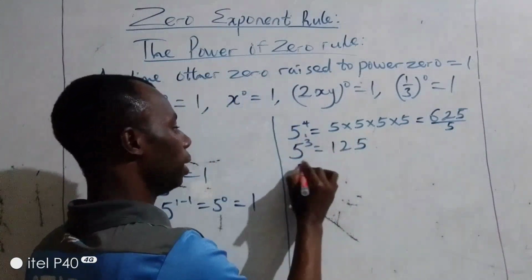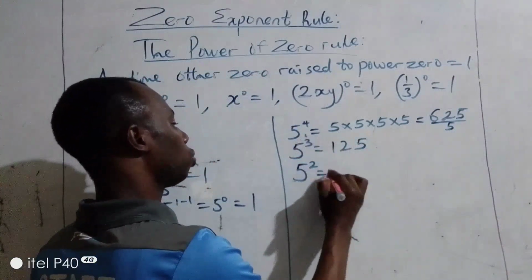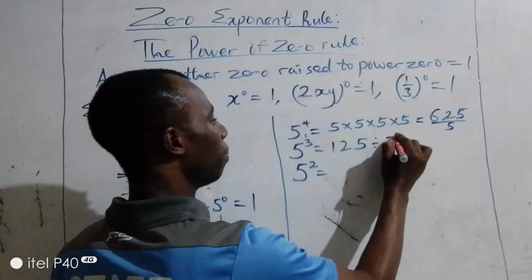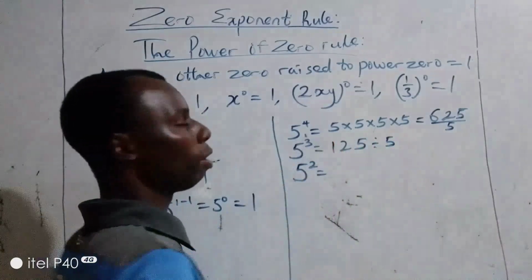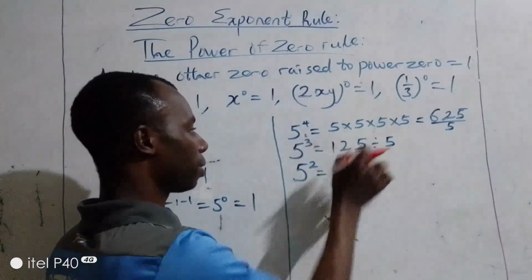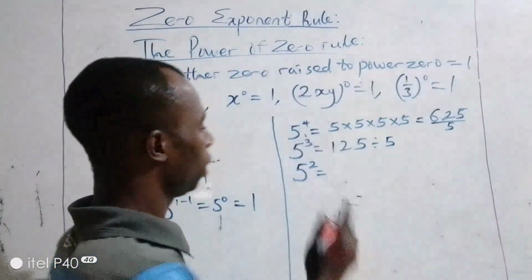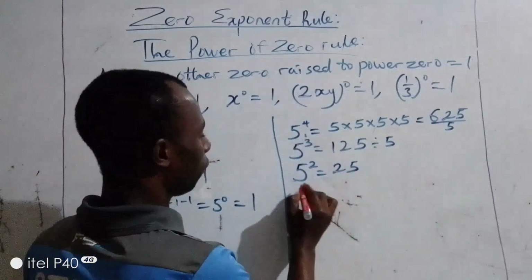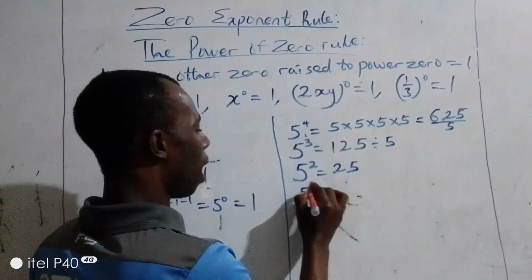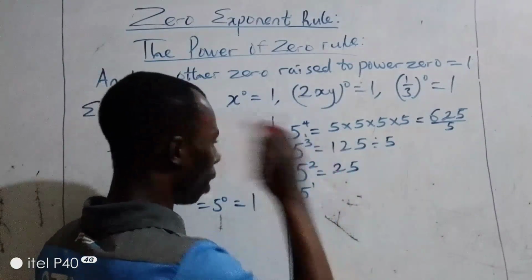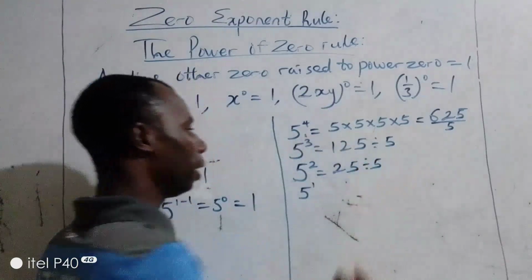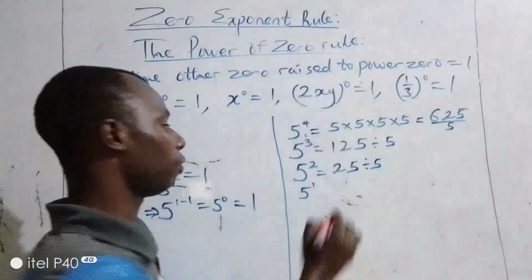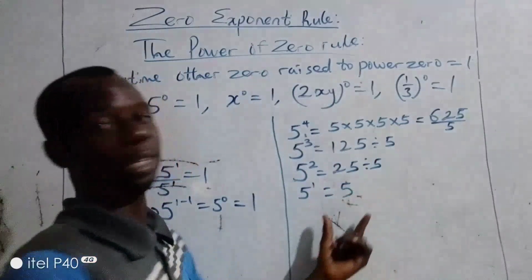Here I have 5 raised to power 2. That means I will also divide by 5. I will remove one of the 5s because there are 3 5s that multiply. That gives us 25. Now, if I also reduce it by 1, becoming 5 raised to power 1, it also means I will divide 25 by 5. What does that give us? It gives us 5. Isn't it, class?